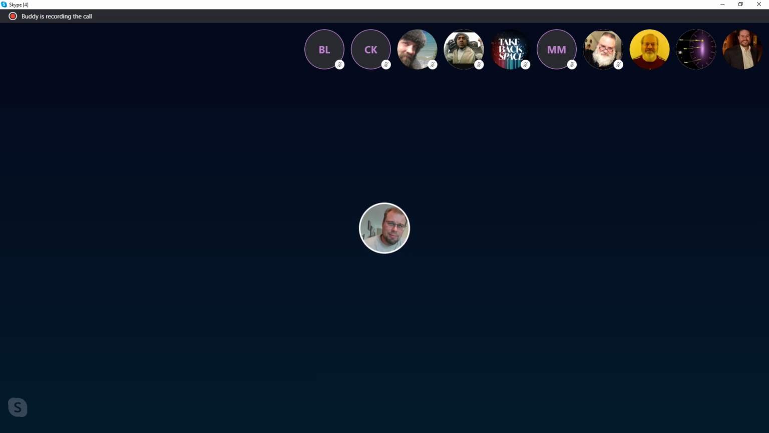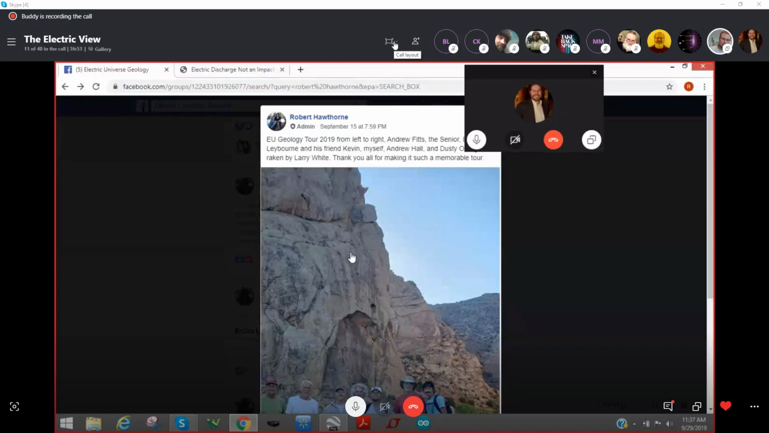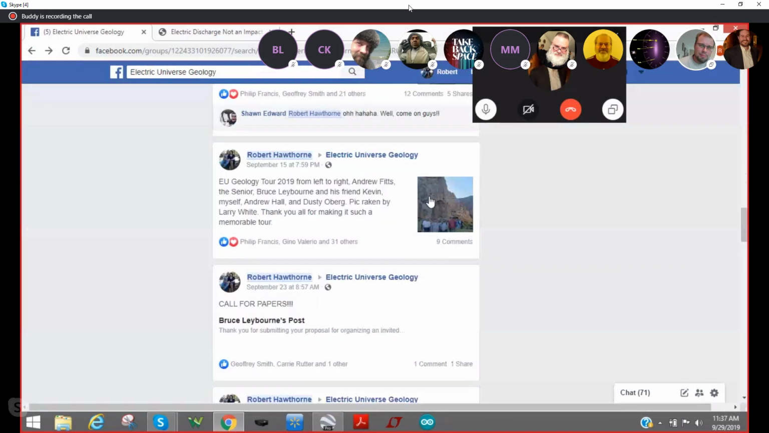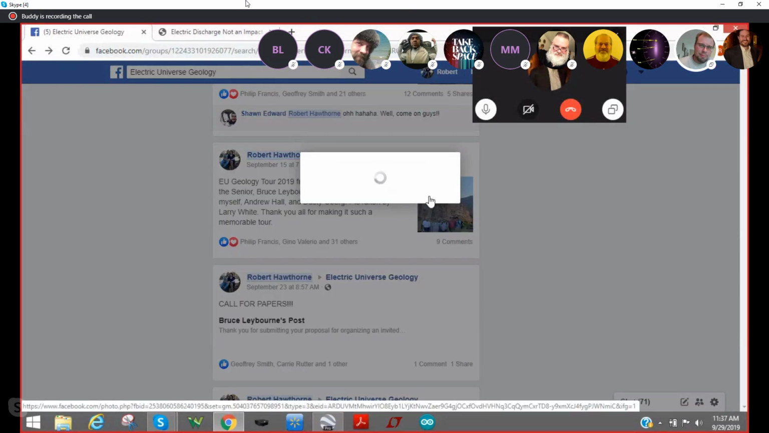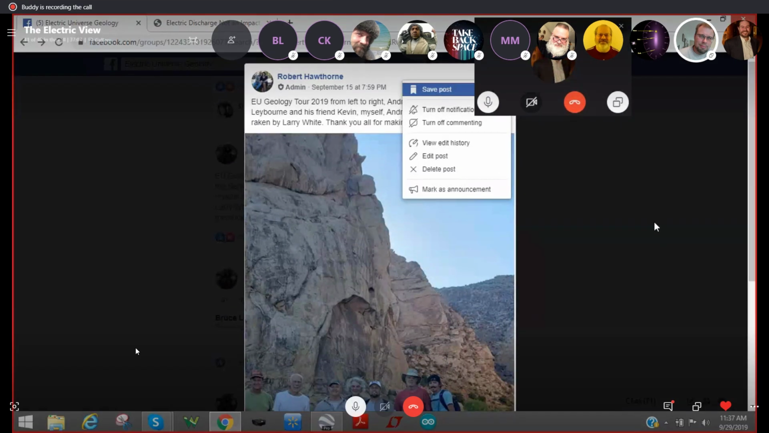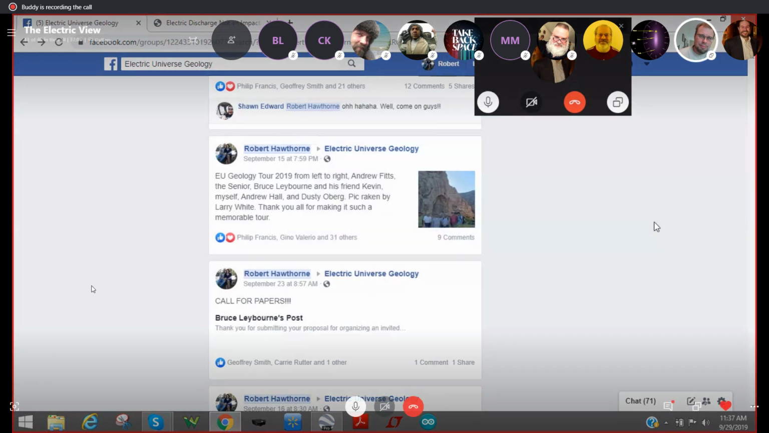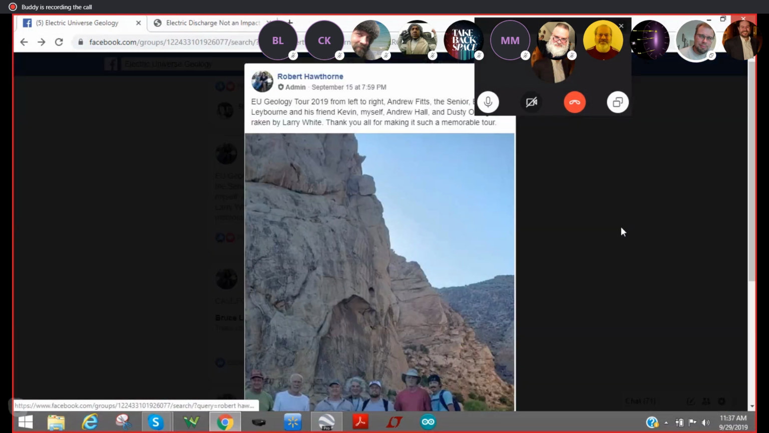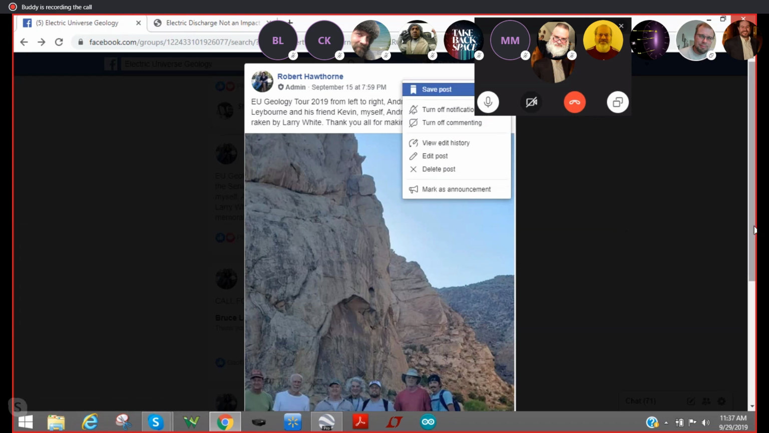So, without further ado, I guess I will share the screen. Start sharing. Here we go. Can everybody see? Perfect. Got it. So here's a picture of the EU Geology site tour. This is right outside of Three Fingers Canyon, and I believe the shot was taken by Larry White. Oh, here we go. Sorry. There we go.